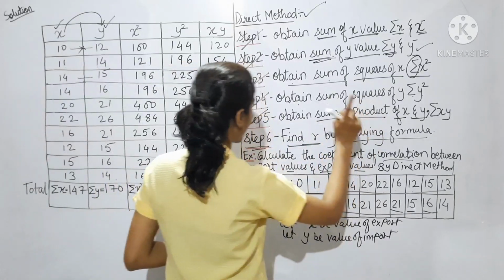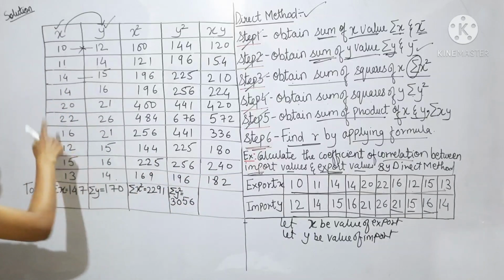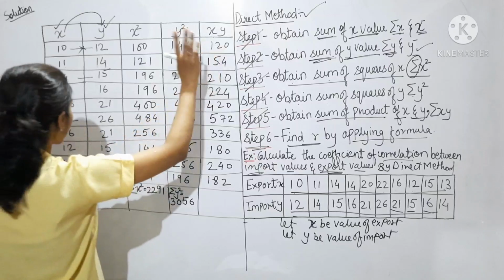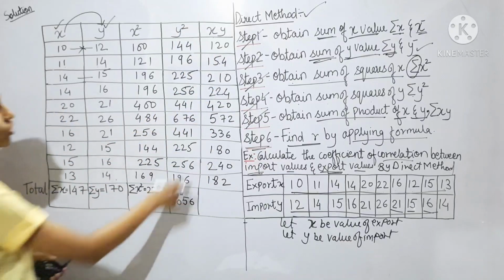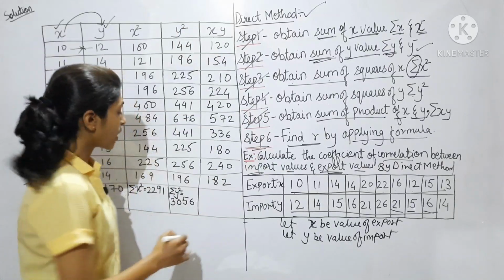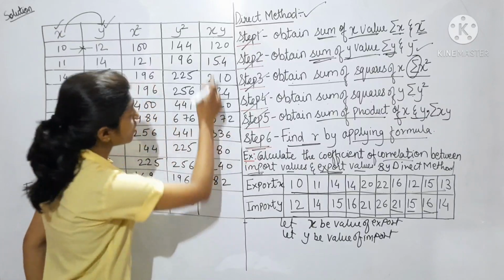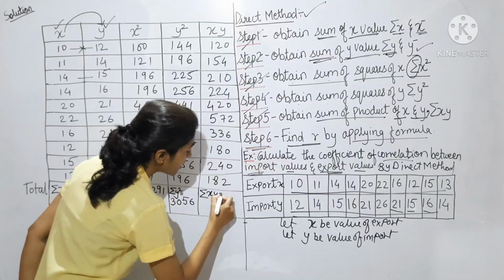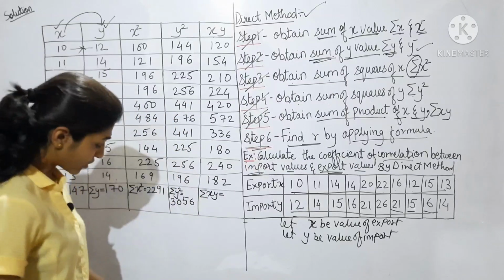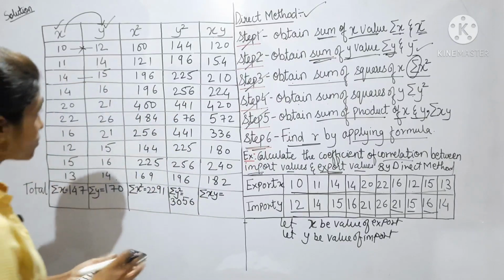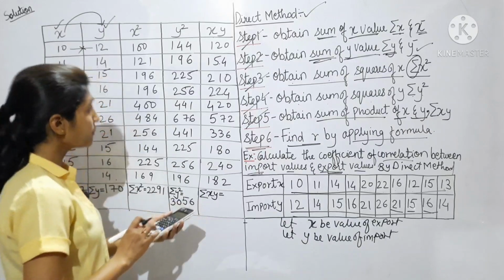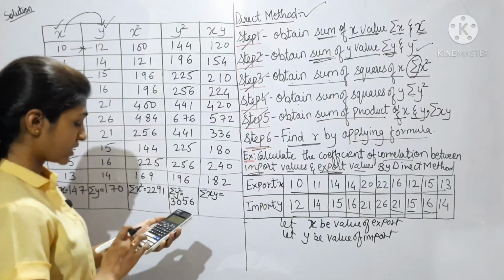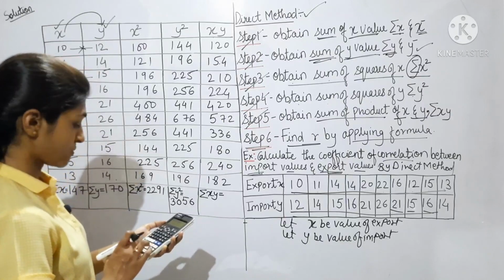Obtain the sum of the product of x and y, where product means multiply. So 10 multiplied by 12, 120, and so on. I have got all the values of xy. Now add all the values of xy, then we will get the summation of xy. 120 plus 154. Give me the answer in the live chat box.